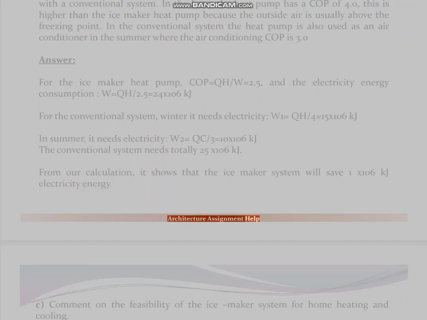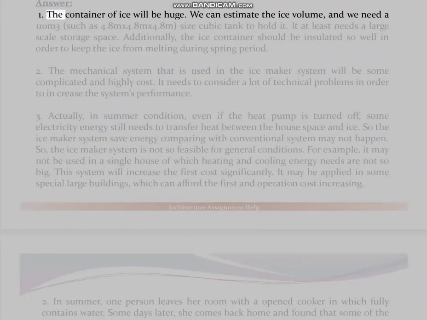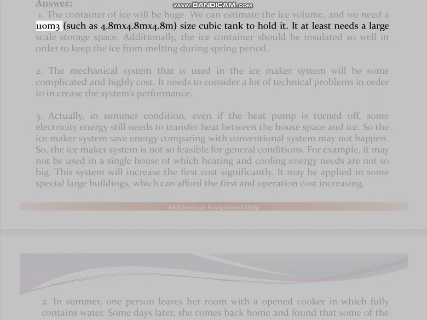C. Comment on the feasibility of the ice maker system for home heating and cooling. Answer. 1. The container of ice will be huge. We can estimate the ice volume, and we need 110 cubic meters, such as a 4.8 m x 4.8 m x 4.8 m cubic tank to hold it.